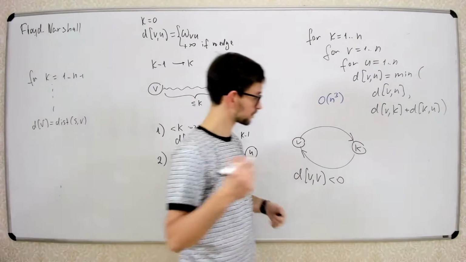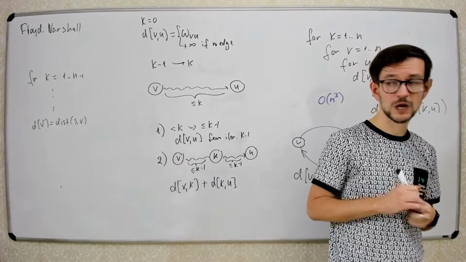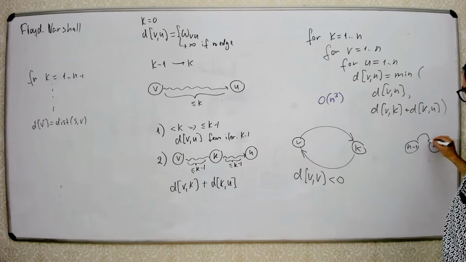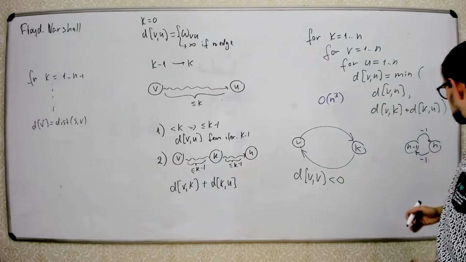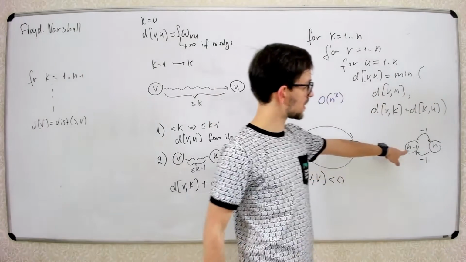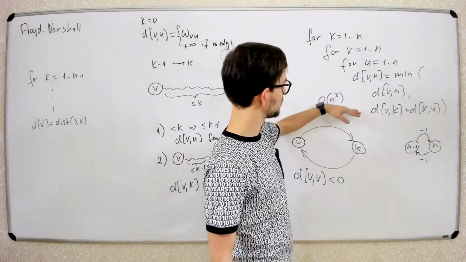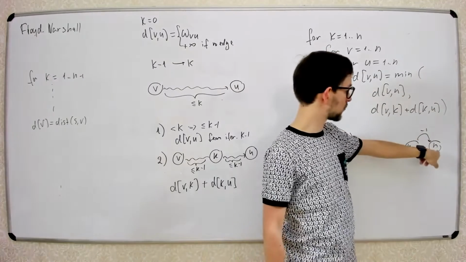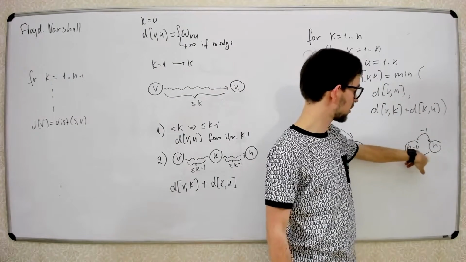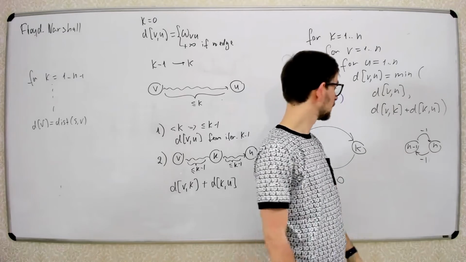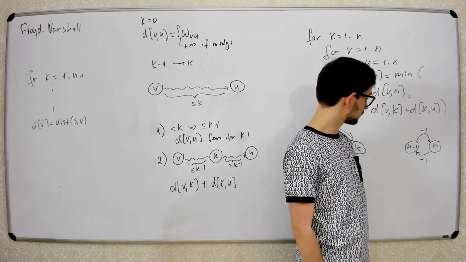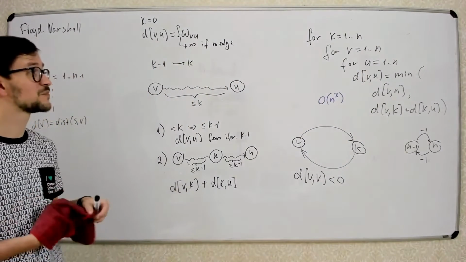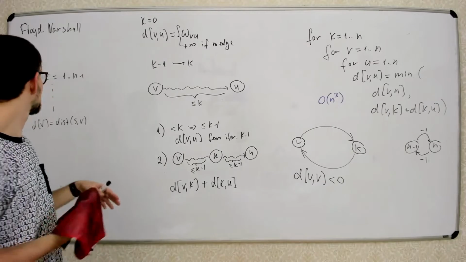Yeah, good point. You may have a cycle like this, n minus 1, n, and something like this. This cycle will be found in iteration n minus 1. When k equals n minus 1, then for this n you will find this path, and the sum will be negative. Makes sense. Okay. No, it doesn't prove anything, but nice observation. Cool.